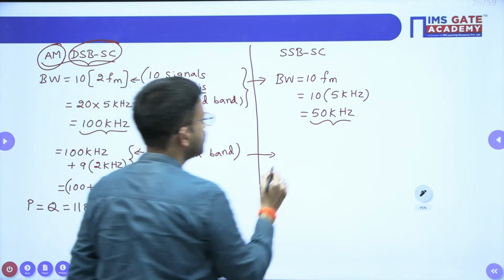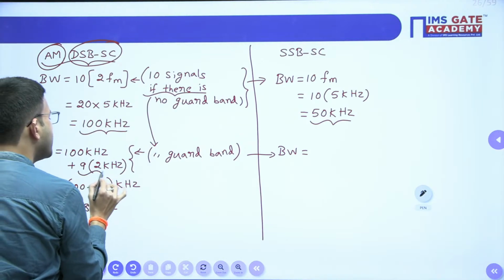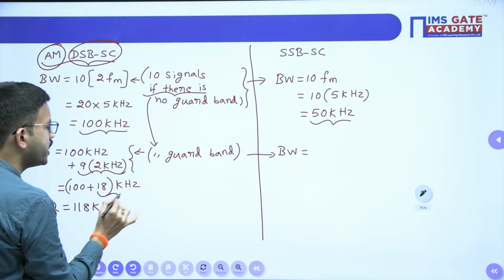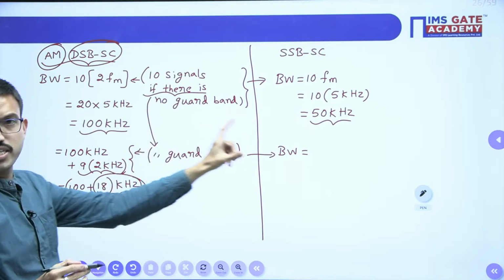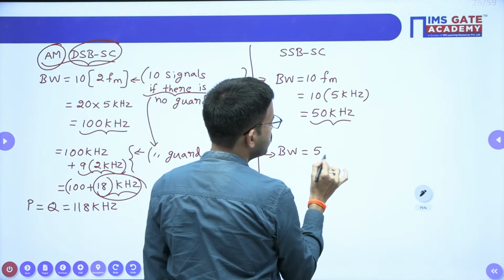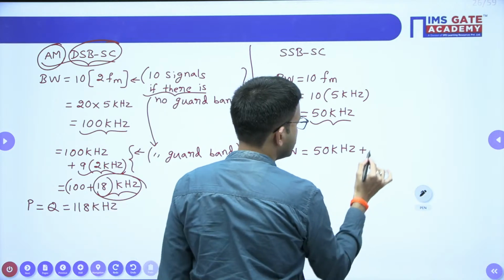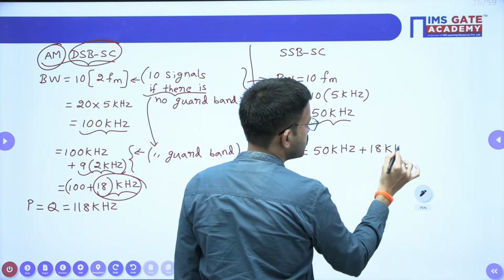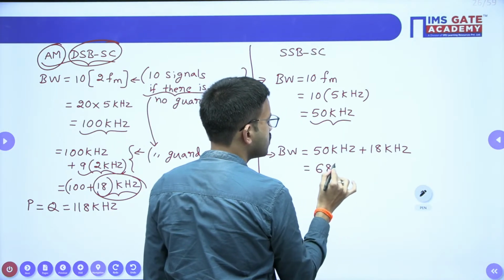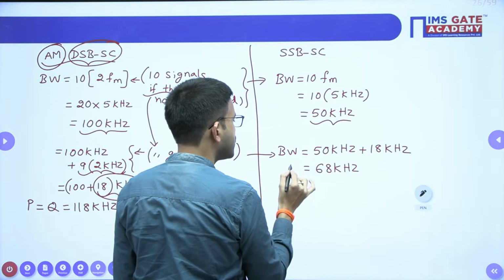Now you have to consider it. So whatever guard band you considered earlier, the resultant value will remain the same. That means 9 into 2 is nothing but 18 kilohertz. So this value we have to add, that's all. So the bandwidth in this case will be 50 kilohertz plus 18 kilohertz. So 50 plus 18 is nothing but 68 kilohertz. According to the question, this is nothing but your R.